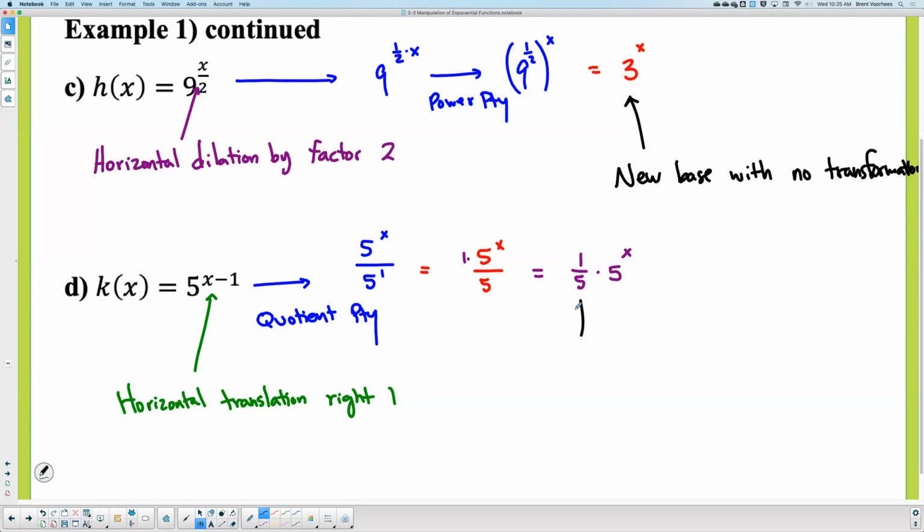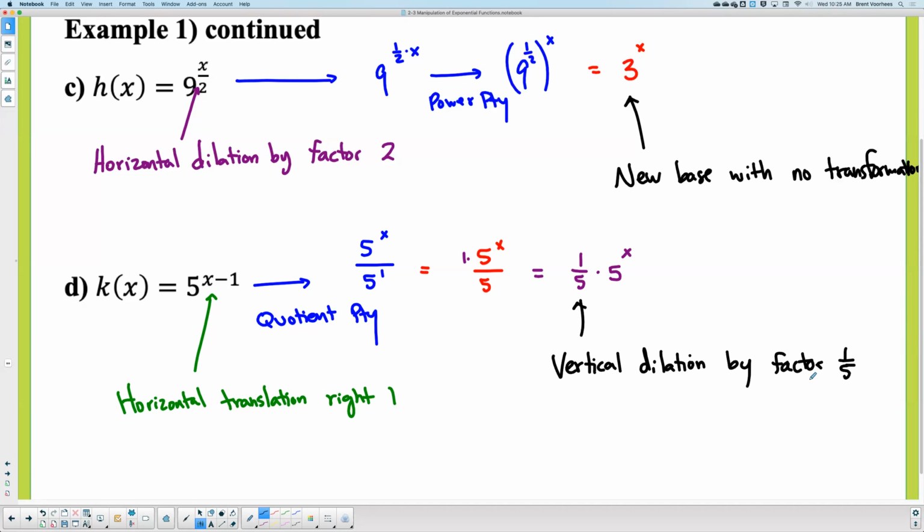So what is this right here? In terms of transformation, is it vertical or horizontal? This is vertical, and I'm multiplying. So does that make it a translation or a dilation? Dilation by a factor. What are we multiplying those y's by? 1/5.